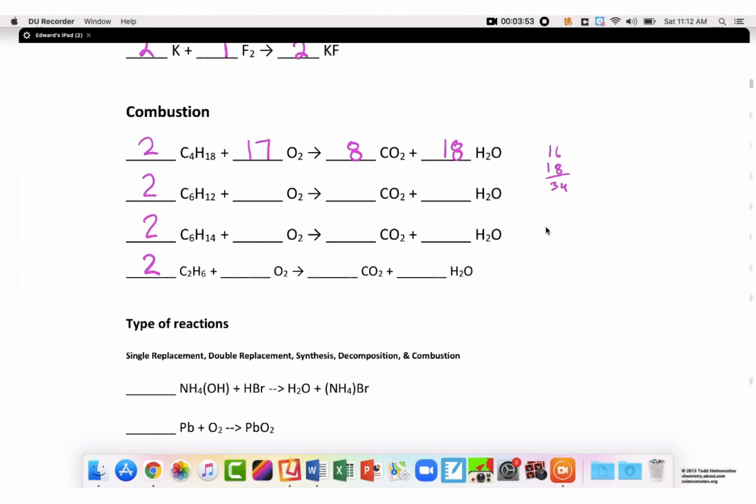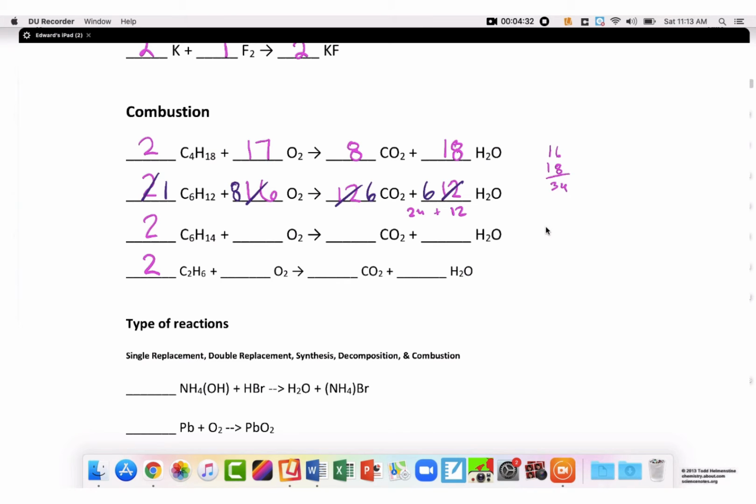Let's try the next one. We have 12 C's, 12 C's. We have 2 times 12. That gives me 24 plus 12 equals 32, and that would give me 16 here. Now, they're all even numbers. So if it's all even numbers, I'm going to reduce those down. So this is going to be 1, 8, 6, and 6.